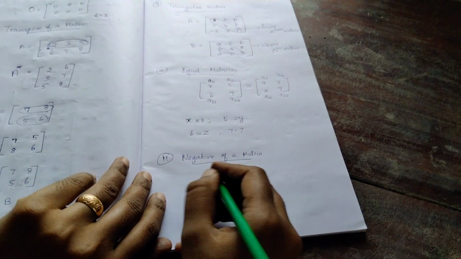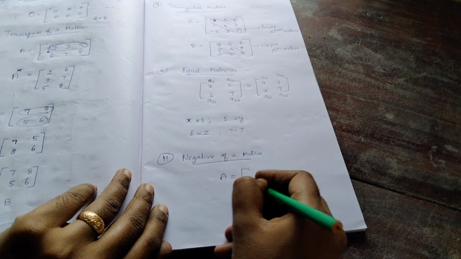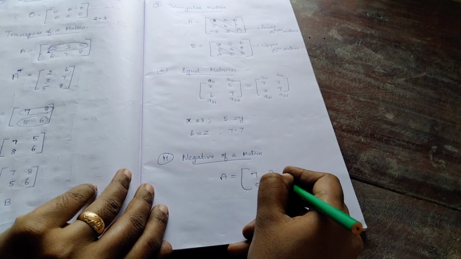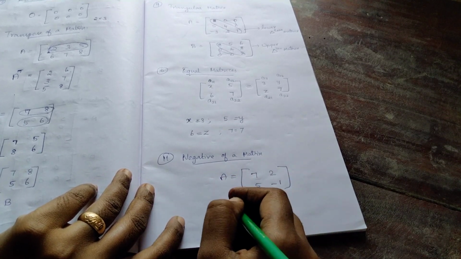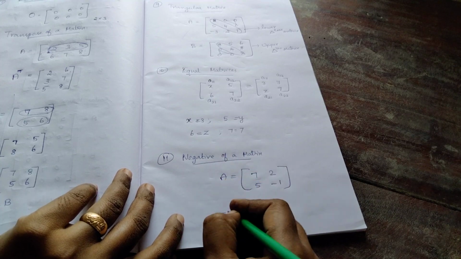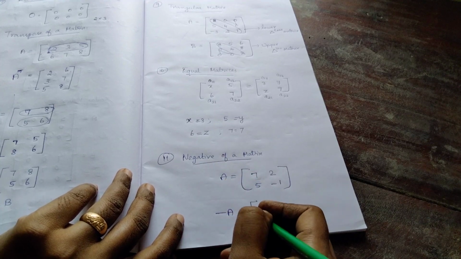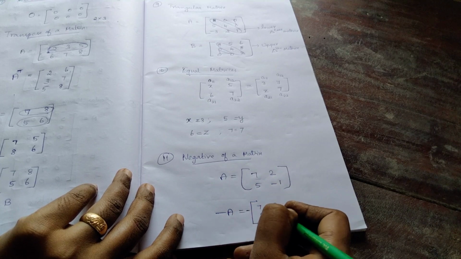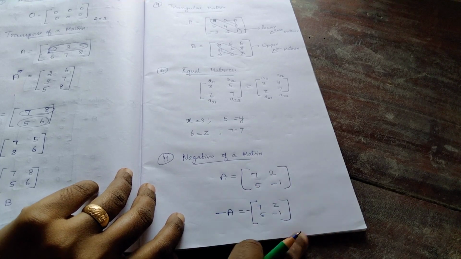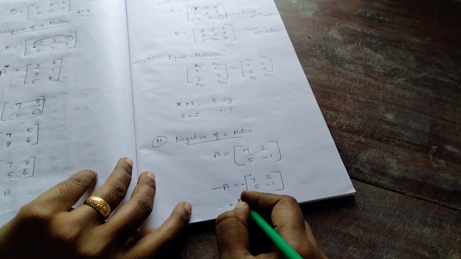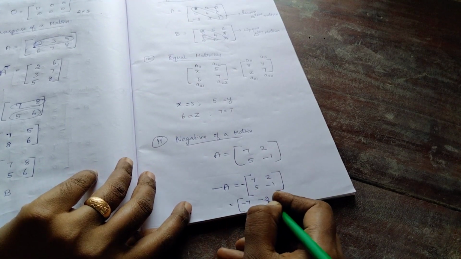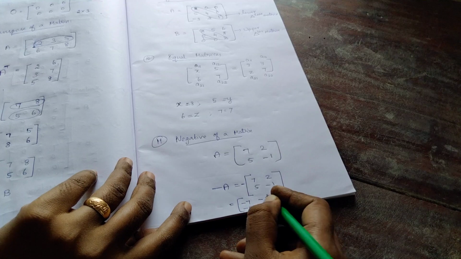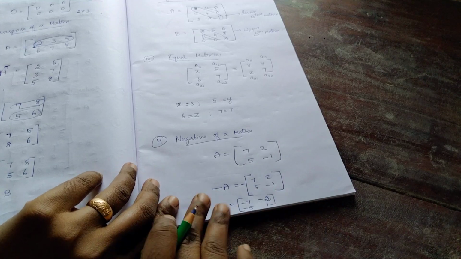Negative of a matrix. Suppose I am writing A is equal to 7, 2, 5, minus 1. The negative of A is minus A, so you should change each sign. Minus of 7, 2, 5, minus 1. Multiply the minus to all the elements. So what is the answer? Minus 7, minus 2, minus 5 and 1. So that's all. Got it?